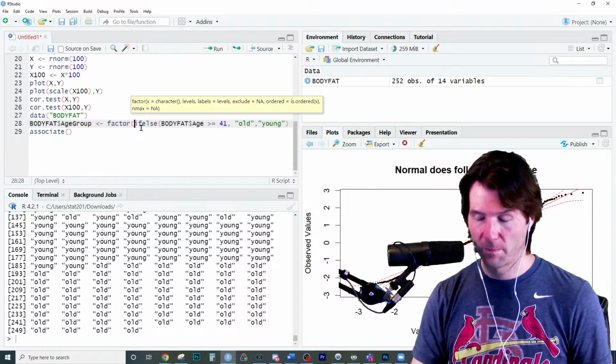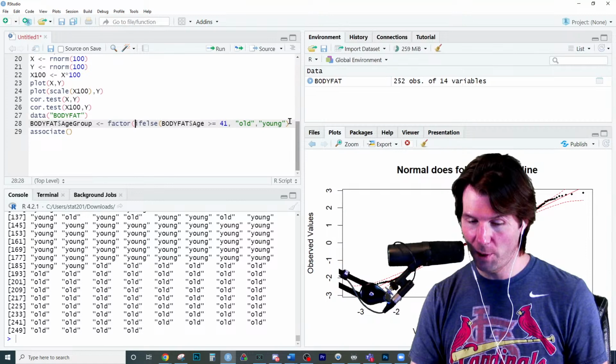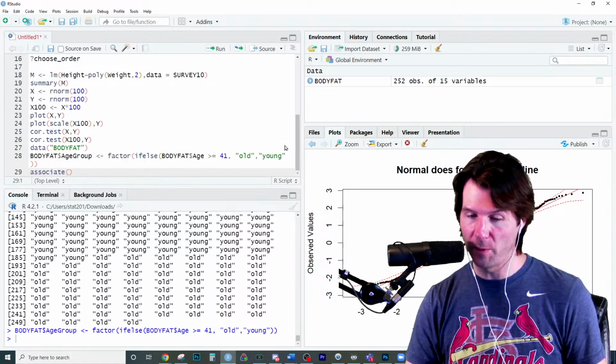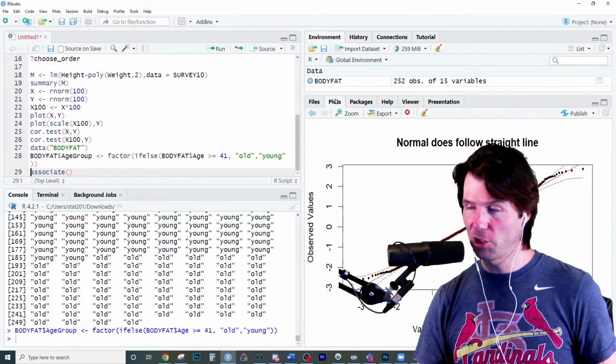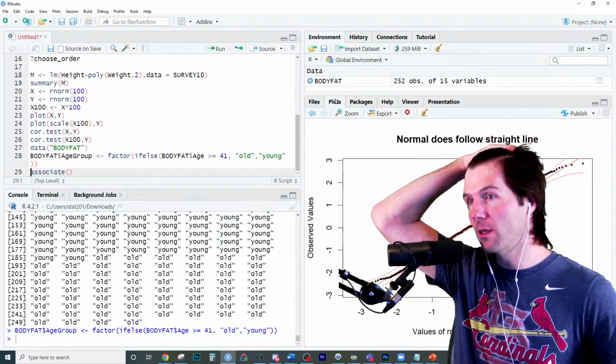Factor. No one knows what associated means? Oh no! Someone help me out. What does an associated variable mean? What does two variables being associated mean?